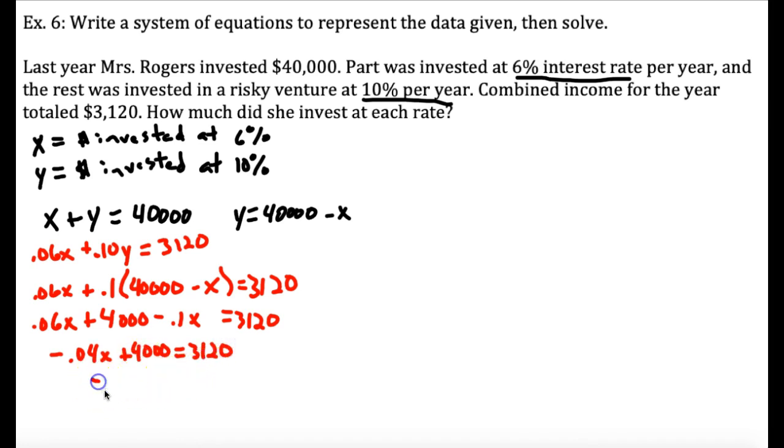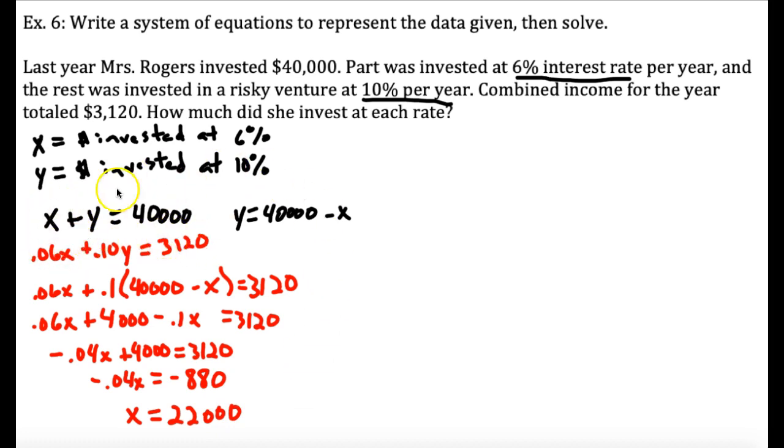Subtract the 4,000 over. We'll have negative 0.04x equals, what will that be? Negative 880. Then divide both sides by negative 0.04. So that'll come out to be 22,000, if I divide negative 880 by negative 0.04. So what this means is she invested $22,000 at 6% interest.